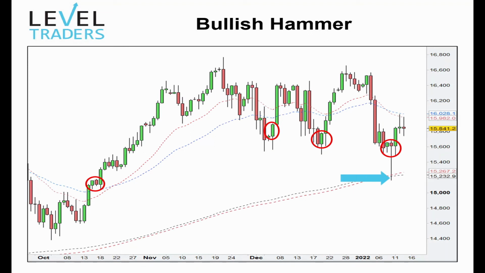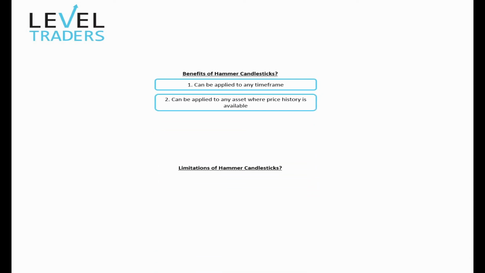So now that we've gone through a live example, let's talk briefly about the pros and cons of hammer candlesticks. So what are the benefits of hammer candlesticks? Well, a hammer candlestick can be applied to any time frame. So this can be applied to a 10-minute chart, to a weekly or monthly chart. And it can be applied to any asset. As long as there's sufficient price history available, then candlestick charts can be used to identify reversals.